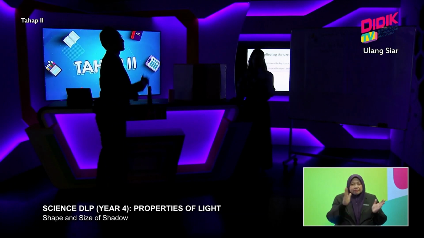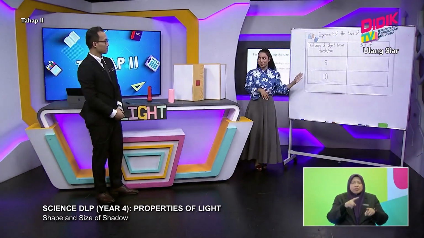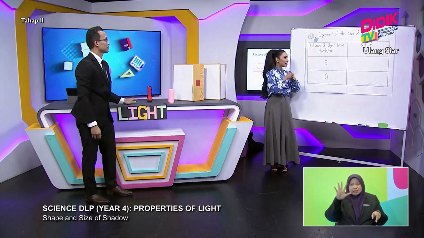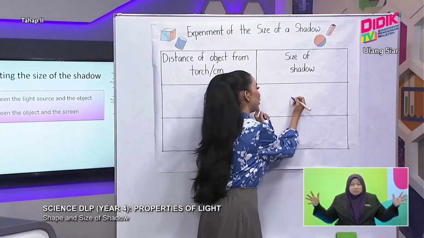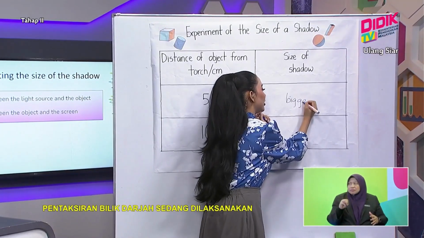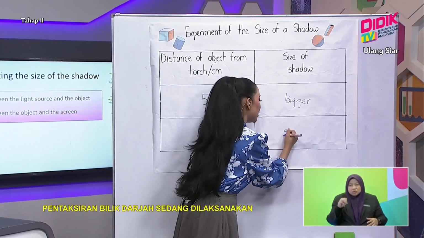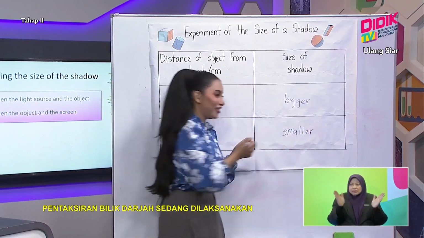Now I need your help to fill in the answers on the whiteboard first. So there were two variables, the 5 centimeter distance and the 10 centimeter. The size of the shadow was bigger for the 5 centimeter. And then for the 10 centimeter, it was smaller. Bravo, excellent, Shafika.